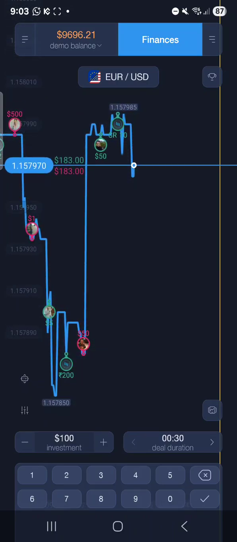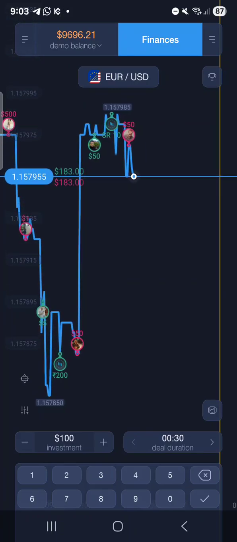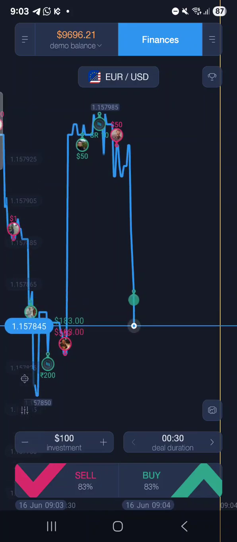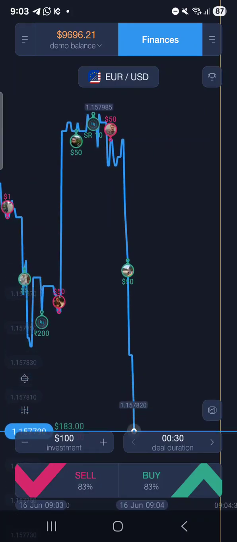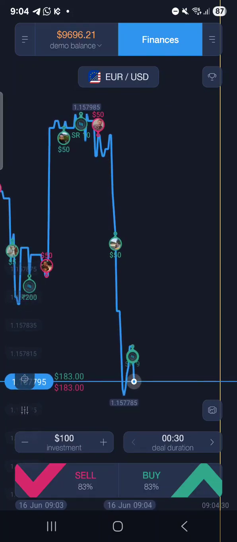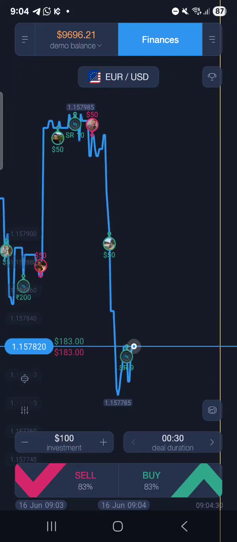So investment is the amount of money you are willing to risk. If you want to risk $100, you put it. If you want to risk $200, if you want to use $10, if you want to use $5, you put it in this investment section. Now if you look at this buy or sell written below, you are going to see something under it, which is 83%. 83% is written under. Now what does this mean?